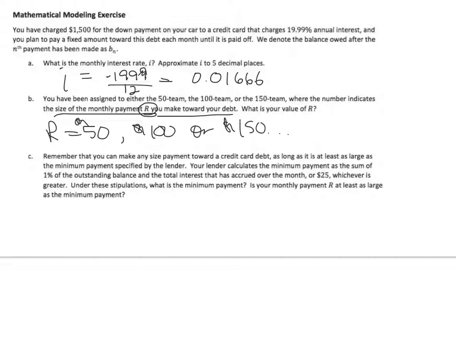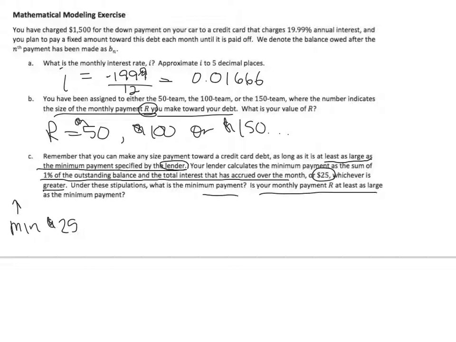So remember that you can make any size payment toward a credit card debt as long as it is at least as large as the minimum payment specified by the lender. And that's all in the fine print of your credit card. Your lender calculates the minimum payment as the sum of 1% of the outstanding balance and the total interest that has accrued over the month, or $25, whichever is greater. So your minimum will be $25 or more.